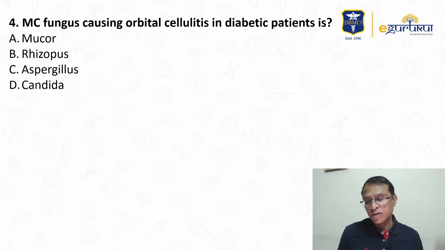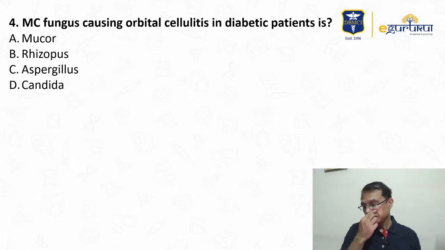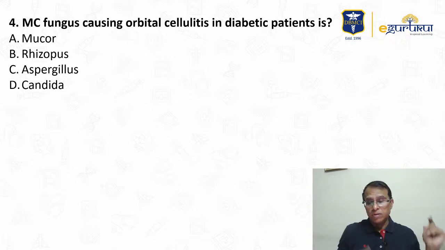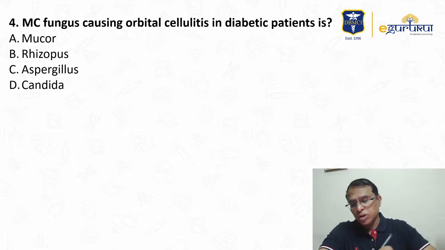Okay, most common fungus causing orbital cellulitis in a diabetic patient. So, which is the most dangerous fungus of the ear, of the sinus, which can spread to the orbit and cause this? In this, both these are correct answers, because both the diseases cause what is called mucormycosis.